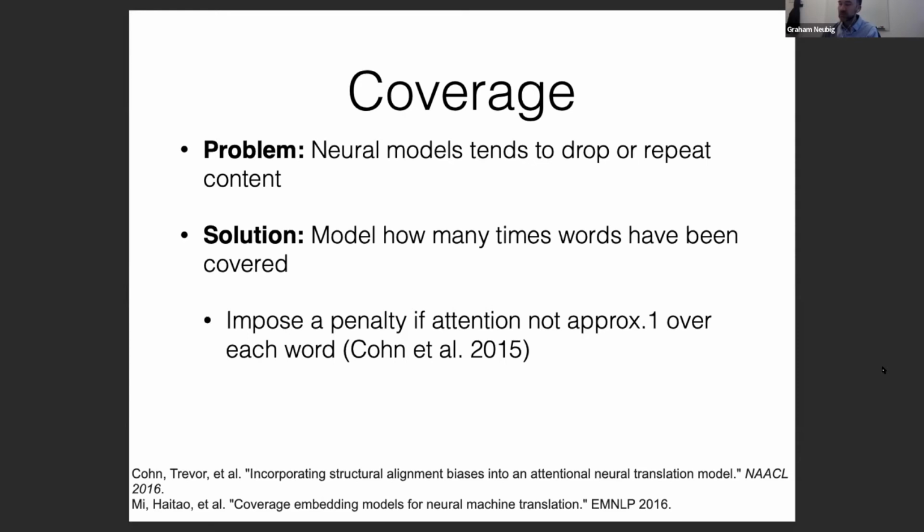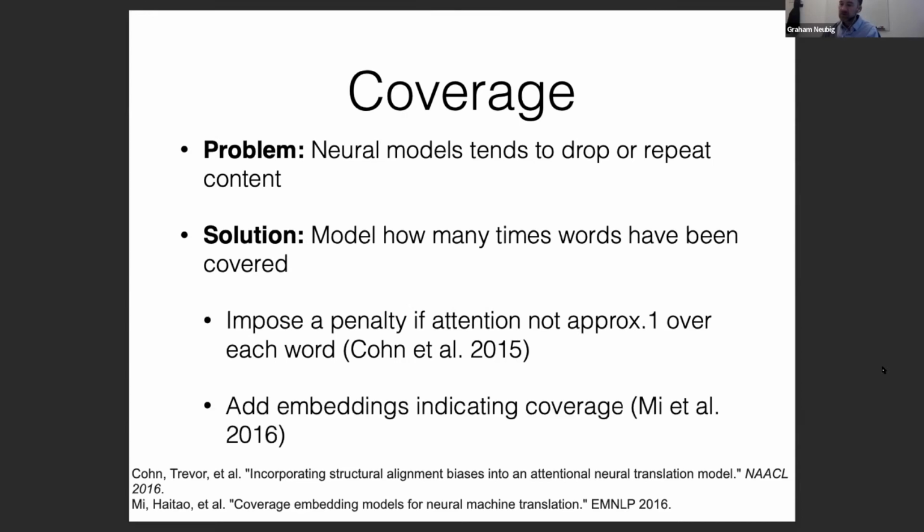So basically, this is making the assumption that each word should be translated about once. Or another option is to tell the model how many times each word has been covered, but let it learn to use that information appropriately in making its next translation decisions. So either way, this is explicitly or implicitly encouraging the model to cover things once and only once, or as many times as necessary.